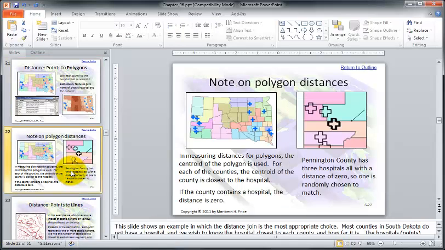Note on polygon distances. In measuring distances for polygons, the centroid of the polygon is used, and that means the center of the polygon. For each of the counties, the centroid of the county is closest to the hospital. If the county contains a hospital, the distance is 0. Pennington County has 3 hospitals, all within a distance of 0, so one is randomly chosen to match.